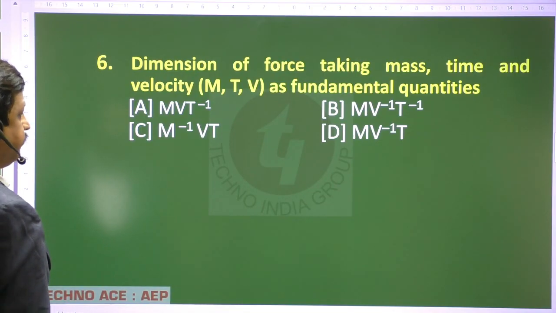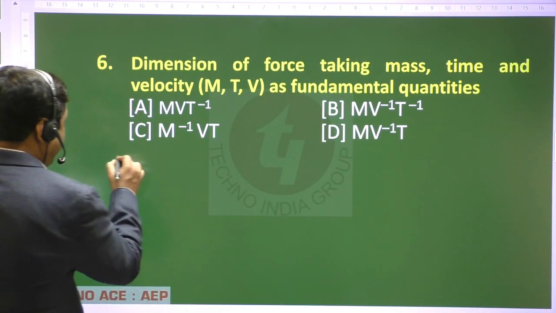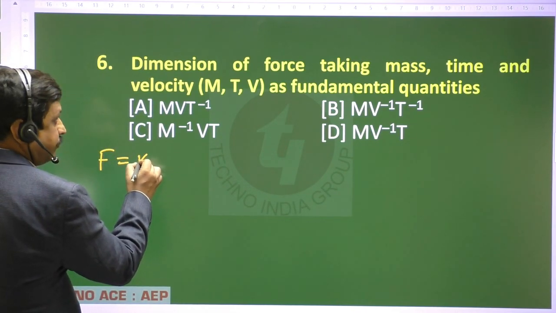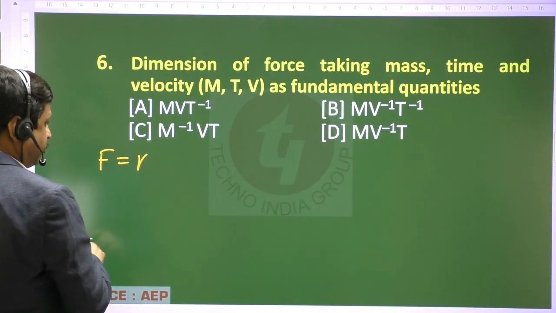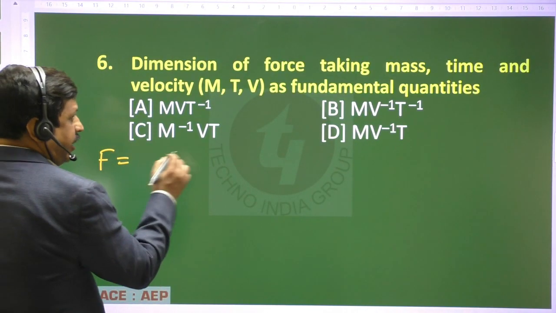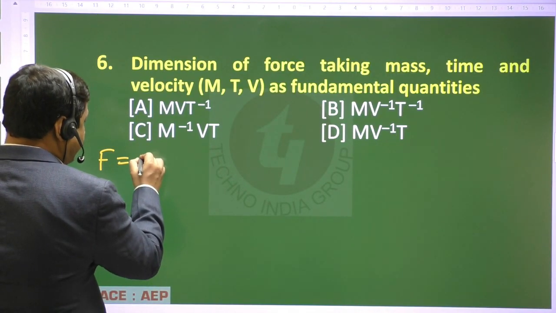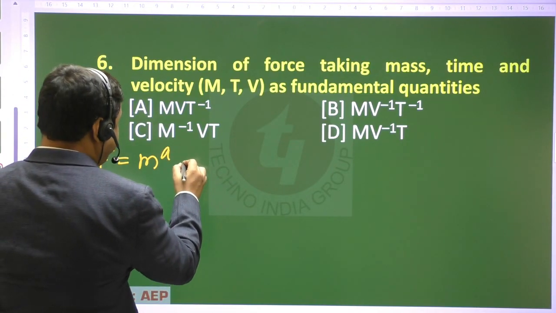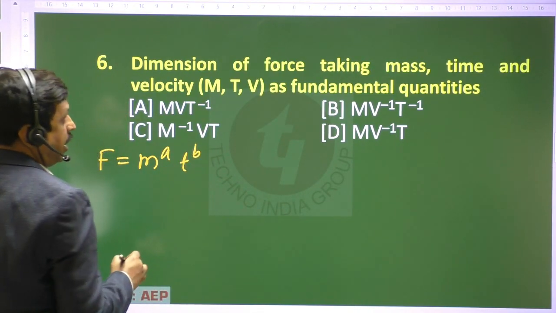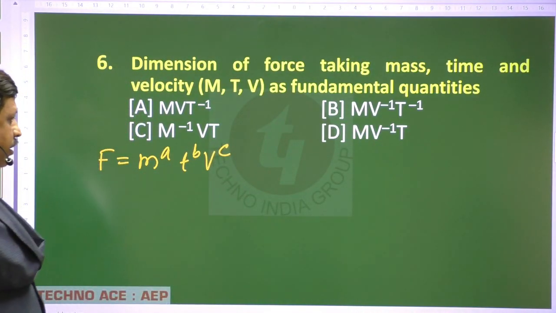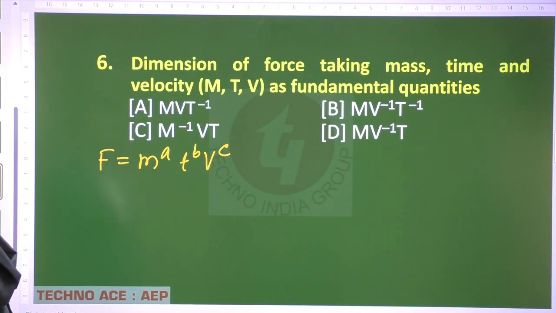In this case you can write F equals K, some constant, times m to the power a, t to the power b and v to the power c. This is the relation between these terms.